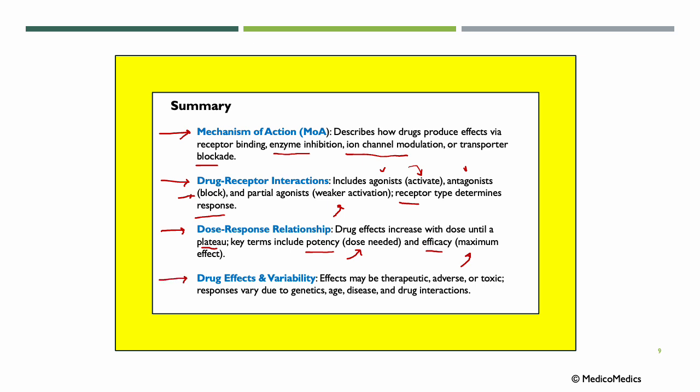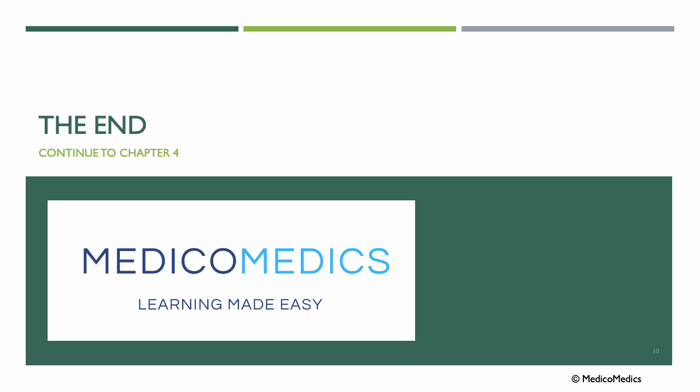And finally, we had drug effects and variability. So effects may be therapeutic, adverse, or toxic. And responses may vary due to genetics, age, disease, and drug interactions. And that's the end of this chapter. Continue now to chapter number 4.